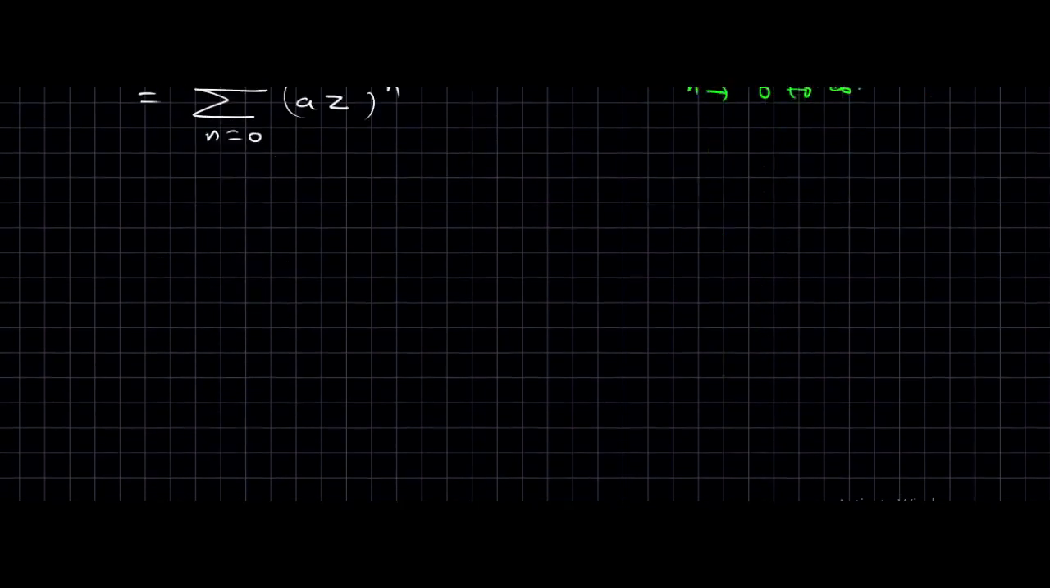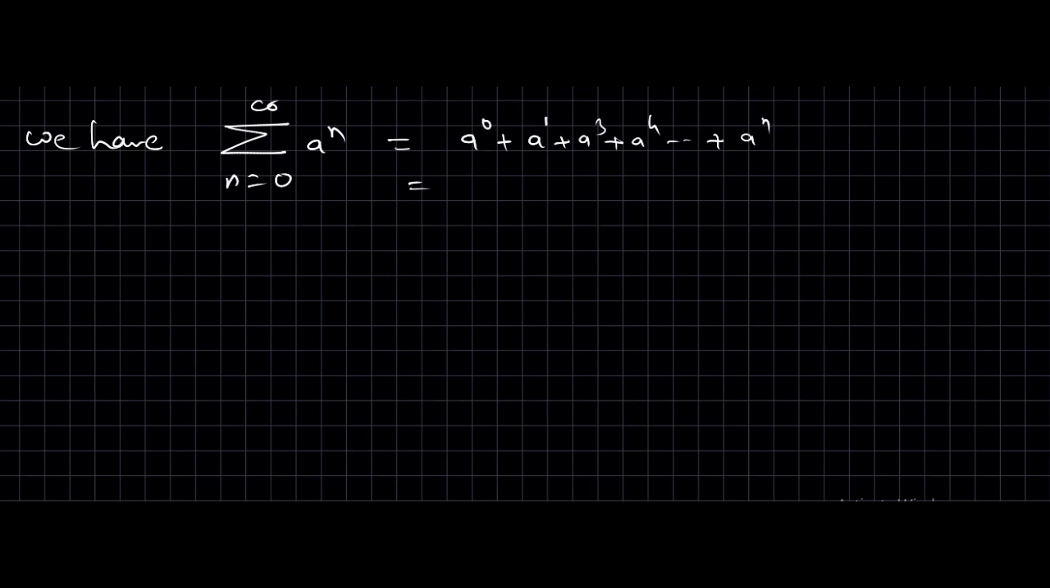Now we have to use one relation. The sum of a raised to n over 0 to infinity is equal to a raised to 0, which is 1, plus a raised to 1, plus a raised to 2, plus a raised to 3, and so on up to a raised to n, and this is equal to 1 over 1 minus a. So this is the relation we have to use, and we have to simplify our equation.